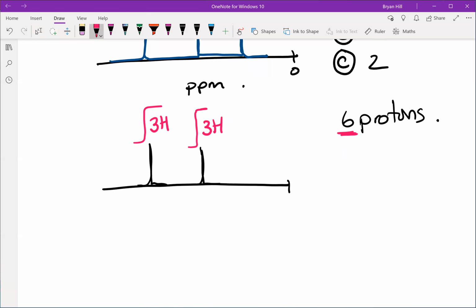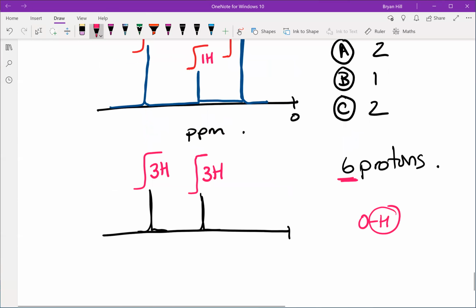The exception is often if you have a proton on a heteroatom like OH, because those signals tend to be very broad. These ones sometimes don't integrate very well, so you might not actually see them. I'll show you an example of that a bit later on. So yeah, those were the integrals.